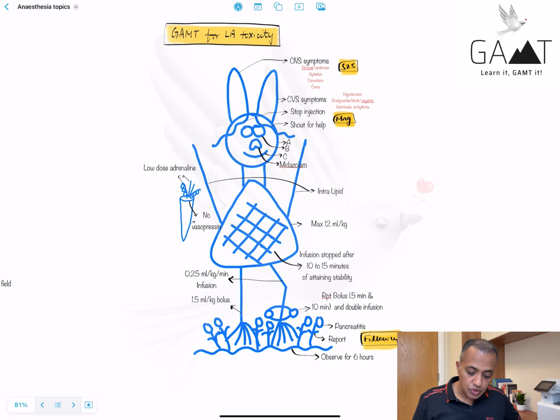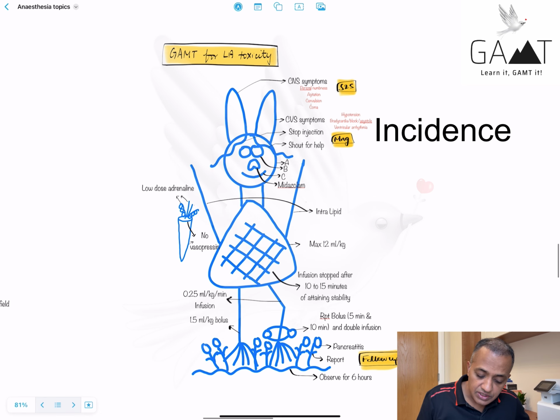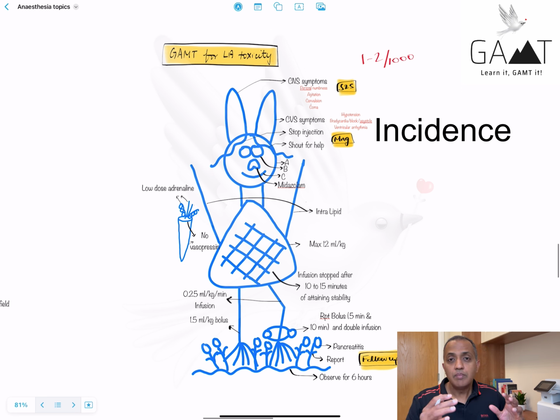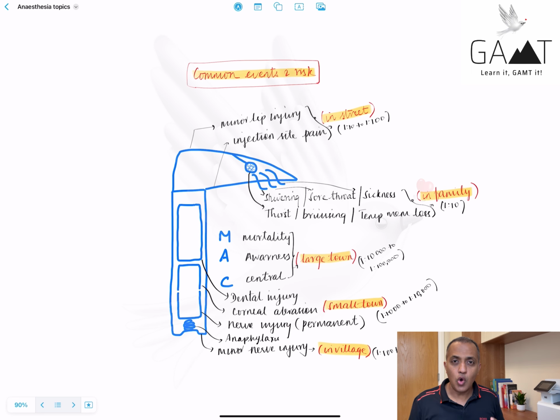So before we jump into the management of local anesthetic toxicity, we need to have an idea of what's the incidence of local anesthetic toxicity. The current incidence is somewhere between 1 to 2 per 1,000 peripheral nerve blocks performed. Ultrasound has greatly reduced the incidence of local anesthetic toxicity, but it still does happen. If you haven't seen my video on GAMT for common risks associated with anesthesia, you can have a look at that in the link given above.